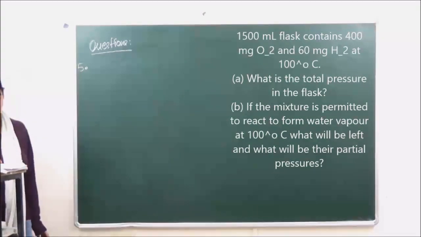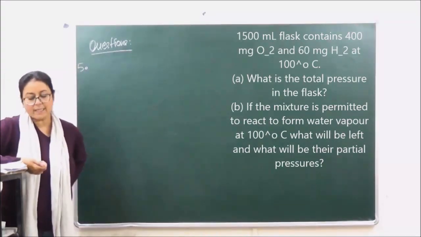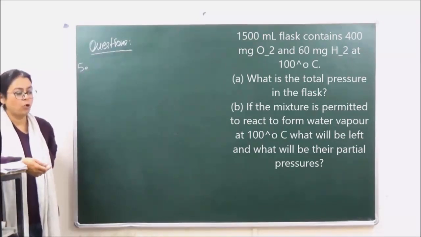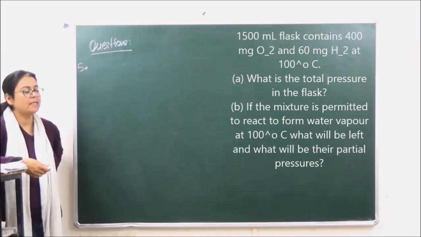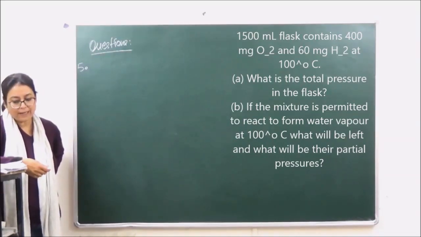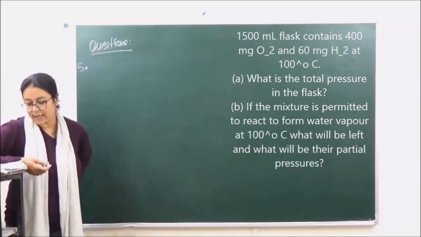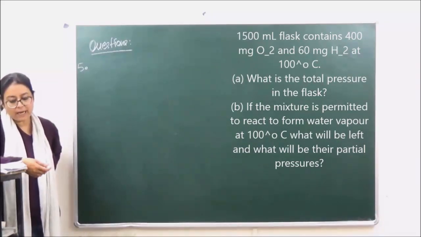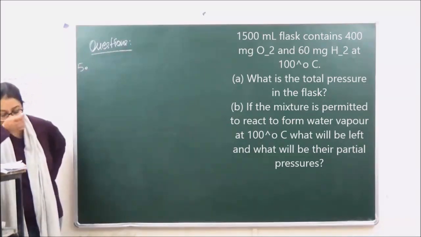Question number 5 क्या है? 1500 ml flask contains 400 mg O2 and 60 mg H2 at 100 degree centigrade. Okay. Number 1, what is the total pressure in the flask? And number 2, if the mixture is permitted to react to form water vapor at 100 degree centigrade, what will be left and what will be their partial pressures? So let's go on to the first one.